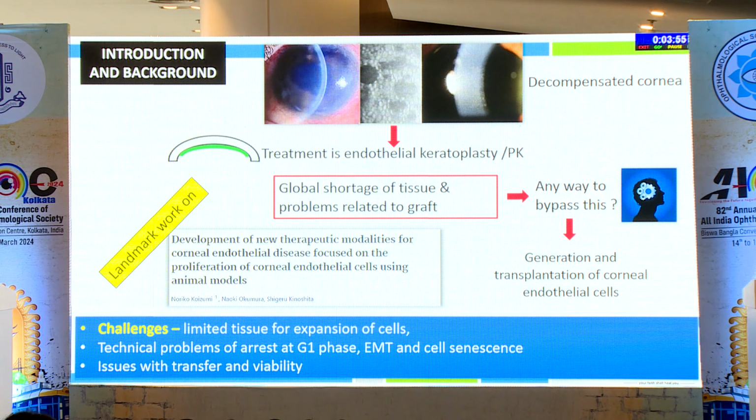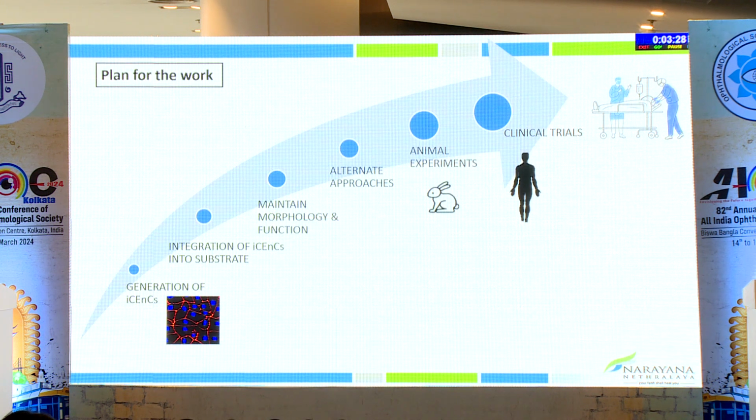The challenge there is, of course, we are using an already limited tissue to try and generate more cells. And because it is from corneal endothelial tissue itself, we know endothelial cells don't regenerate. They stop at G1 phase. So we have to reverse it and then move forward again. And because they are originally corneal endothelium, they tend to go into fibrosis much more, which is the endothelial mesenchymal transition, and the cells die out much easier. Also, there's a problem with transfer and viability.